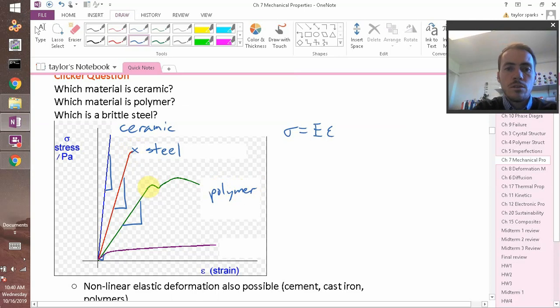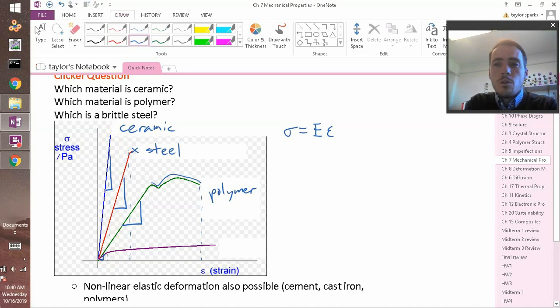But when it starts to deviate from this linear regime, all of a sudden it starts doing these funny things over here. And it doesn't break until some much larger strain, whereas the steel broke at a relatively low strain, and the ceramic broke at almost zero strain. If you took a dinner plate and started flexing it, it's not going to flex at all before it fractures. Whereas a metal might, and a polymer might.